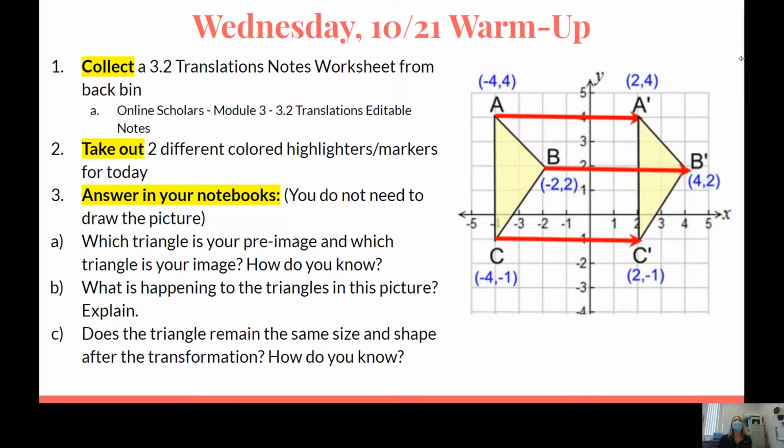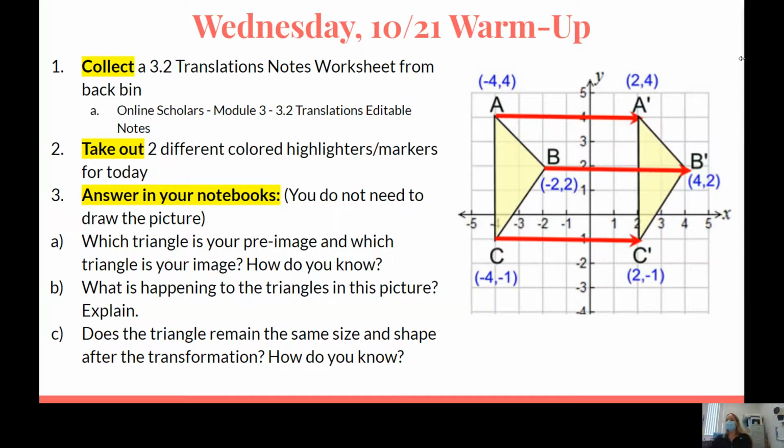Okay, so the last question says, does the triangle remain the same size and shape after the transformation? How do you know? Are they the same? Why? All I'm doing is pushing it to the side. I'm just translating it over, right? So if Miss DeMasso took herself and she just slides herself over, right? I'm still the same person. I just slid myself over.